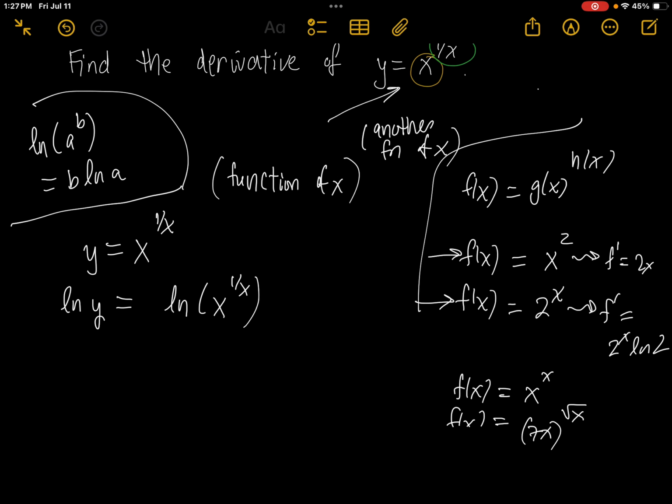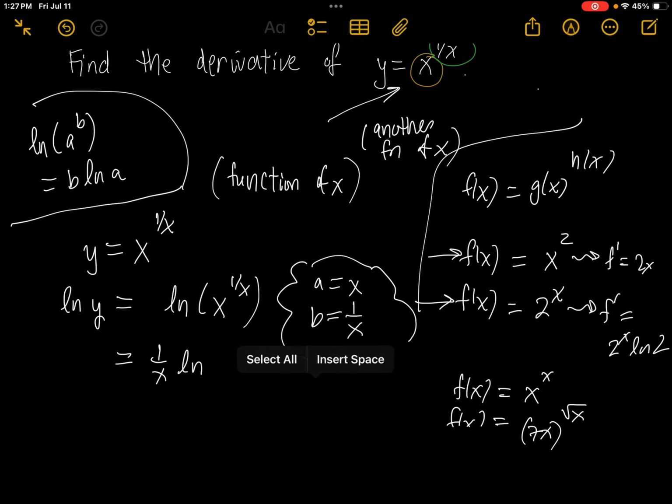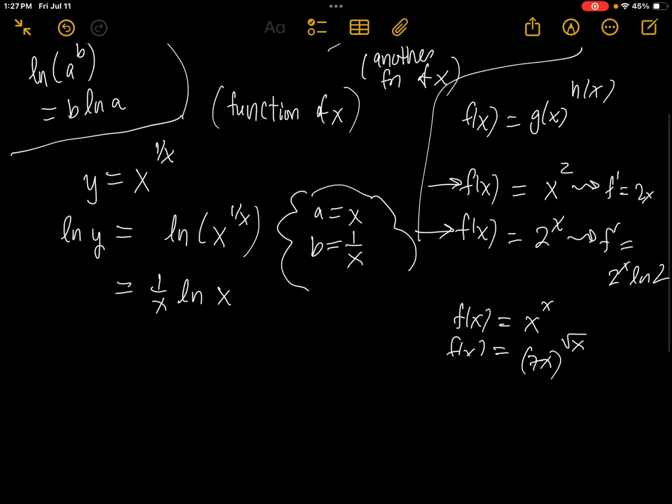And we're going to apply that fact here, because I have the natural log of something raised to a power. So by the fact, I'm matching my a with x, and then I'm matching b with 1 over x. And if I just copy what the formula tells me, I have b, that's 1 over x, times the natural log of a, which is x. So I have that on the right, and that's the natural log of y on the left.